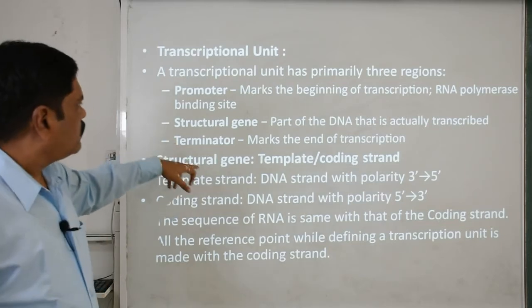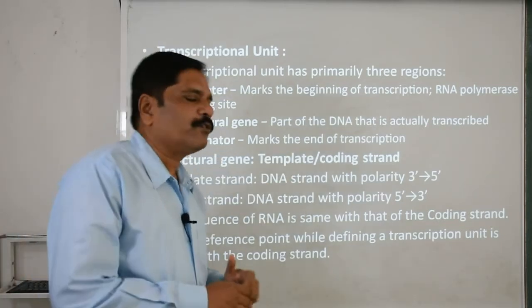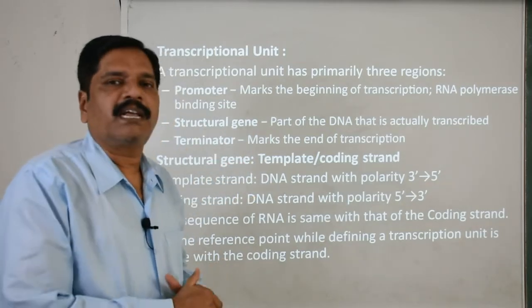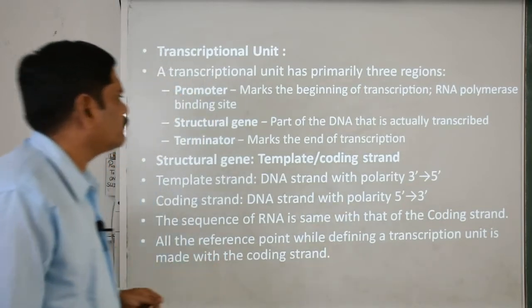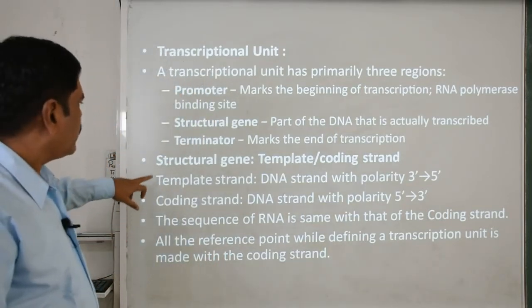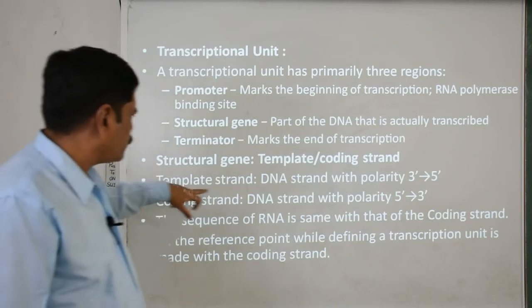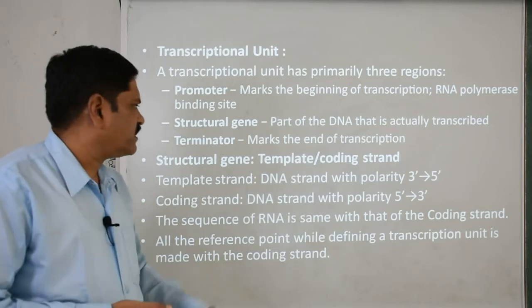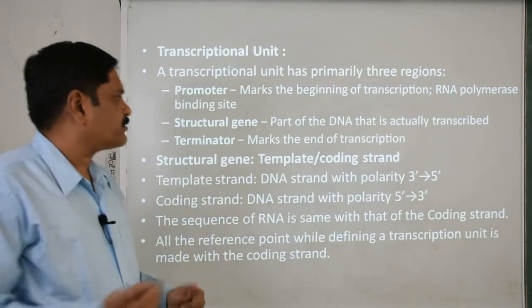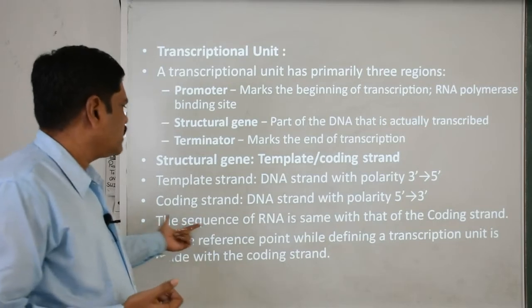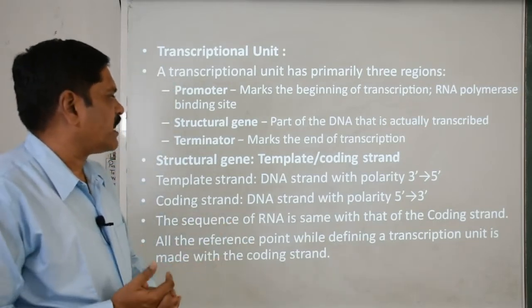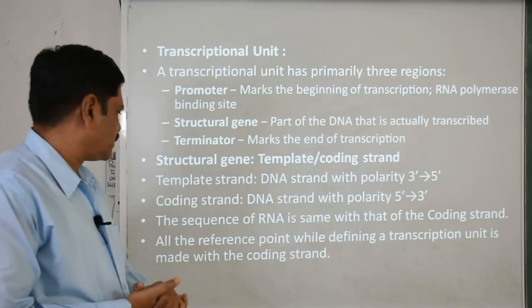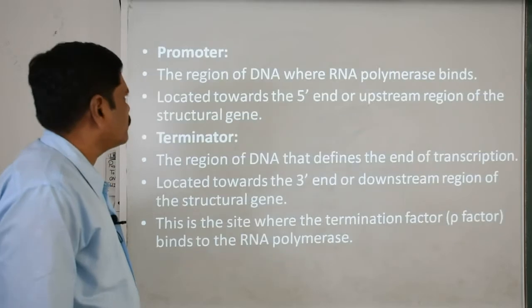Then the terminator, it marks the end of the transcription. Then the specific point of this DNA will further break the formation of this RNA. Now the structural gene has the template strand, the DNA strand with the polarity 3 to 5, then the coding strand, the DNA strand with the polarity 5 to 3, this opposite antiparallel strand. The sequence of RNA is the same as that of the coding strand, and all the reference points while defining a transcription are made with the coding strand. So remember this one thing.